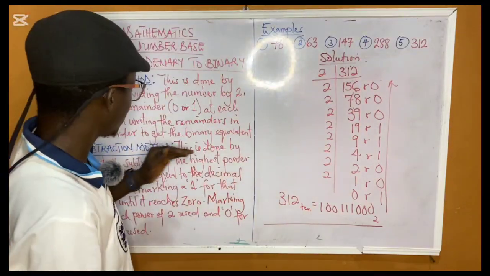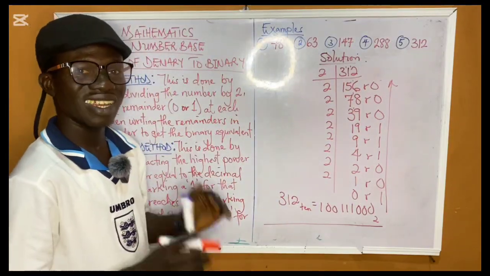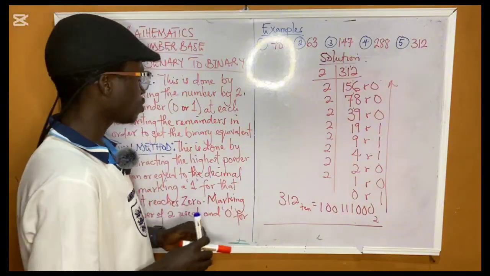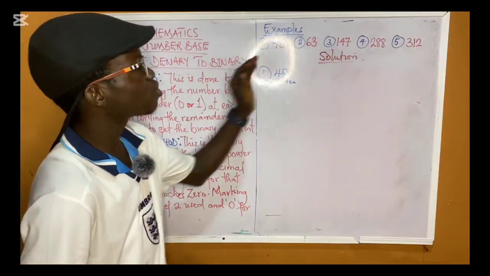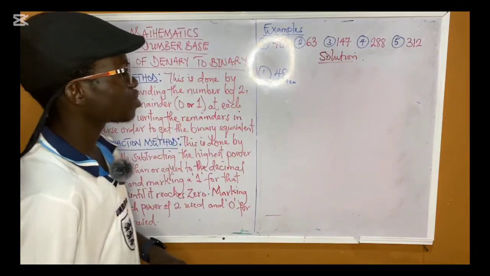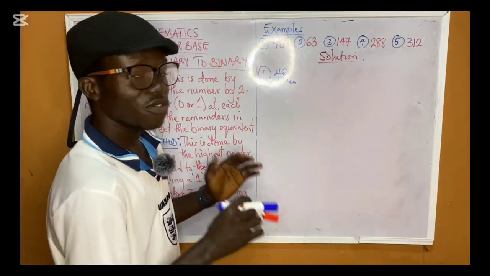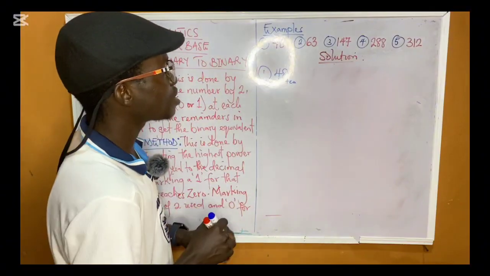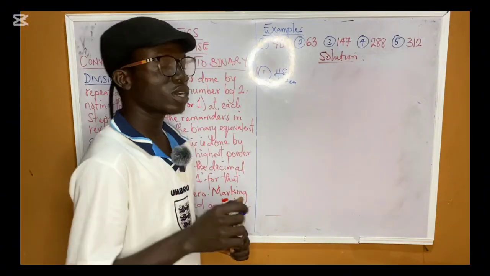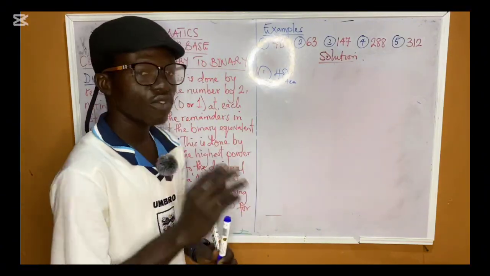We've solved them using the division method. And the next one is solving using the subtraction method. So I want to solve these problems using subtraction method. I know this is the first time you are listening to subtraction method, so you need to pay attention. 48 base 10. The first thing we are going to write are the powers of 2.